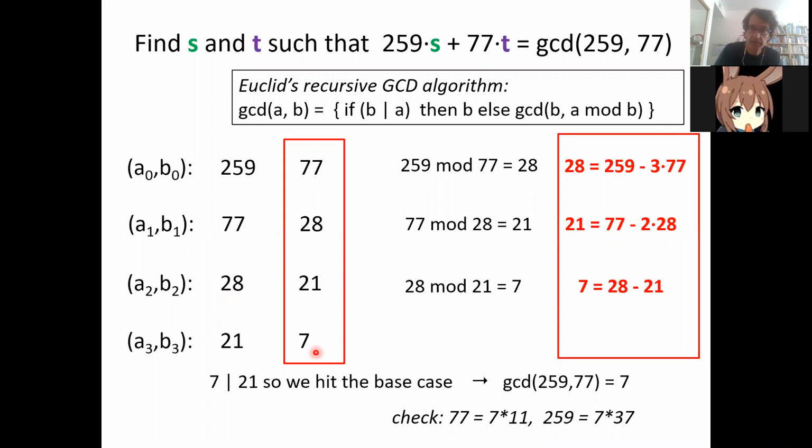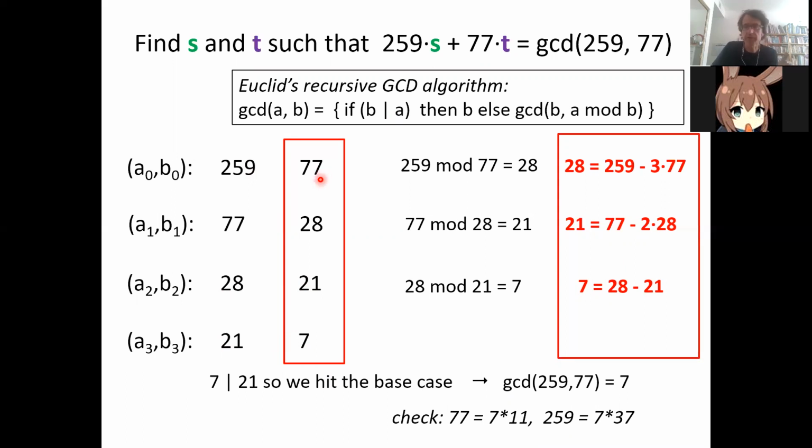And the new B is 28 mod 21, which is 7. Right? And now we hit the base case because 7 divides 21. So the 7 is the answer that the GCD algorithm returns. And indeed, you can check 259 and 77. There's only 7 in common.